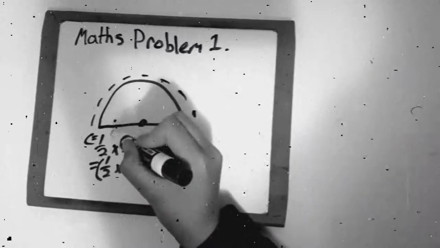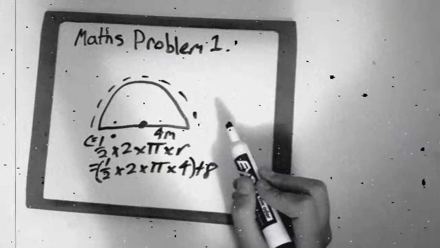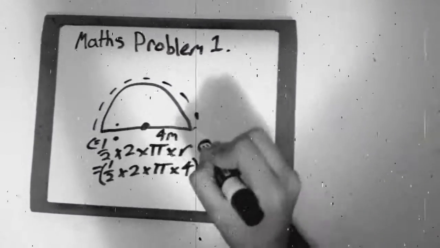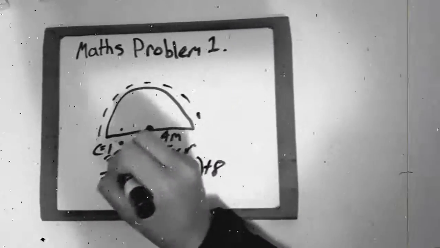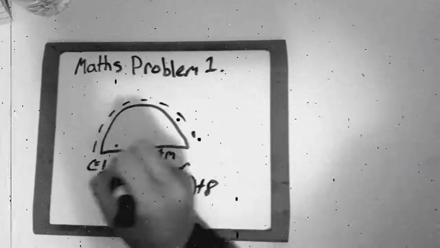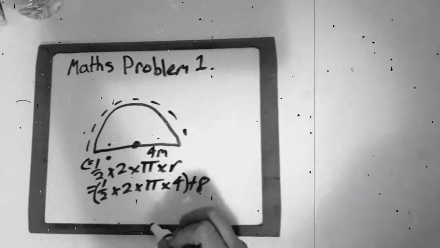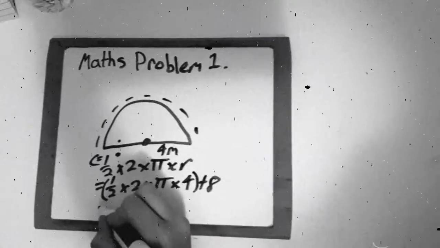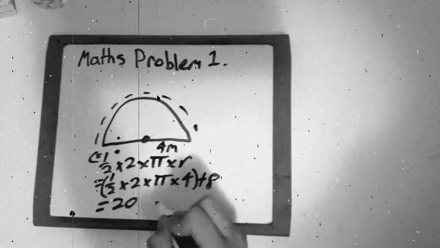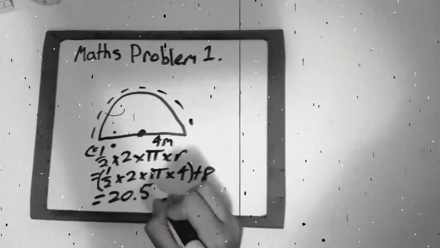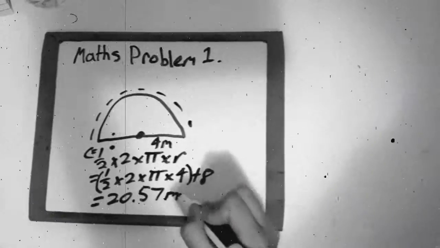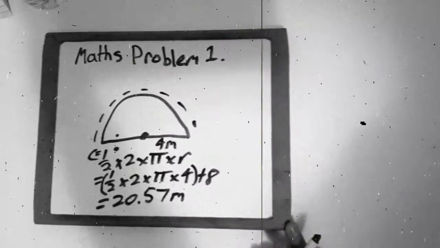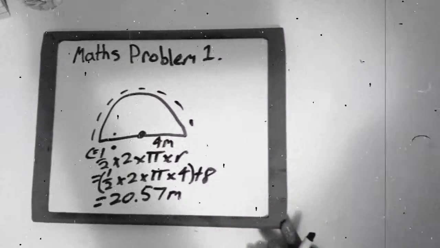We have 4 on this side and 4 on this side, and 4 plus 4 is 8. So just imagine there's another half of the circle, and we do 4 on this side for the radius, 4 on that side for the radius. So if you put this into your calculator, you should get a sum of 20.57 meters. That is how you get the circumference of a circle with a radius of 4.